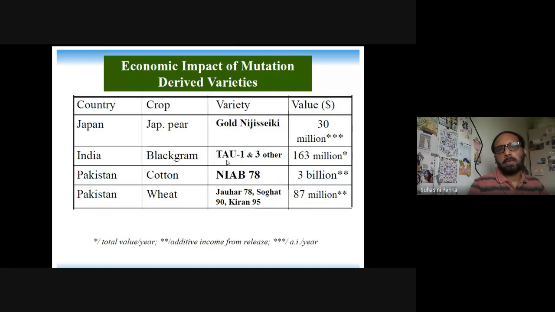It is TAU, Trombay, Akola, Urid, and 3 other black ground varieties. So this has contributed to, here you can see, $163 million US. So this is the economic impact.